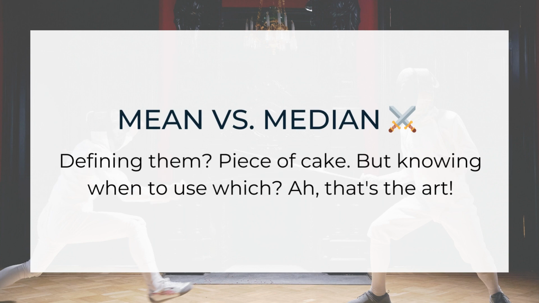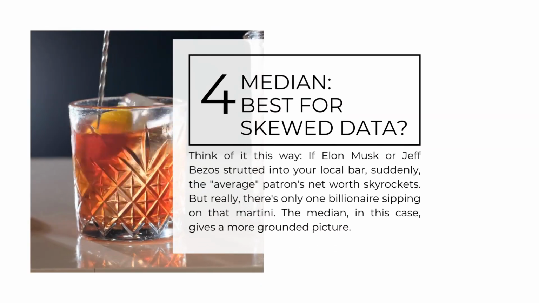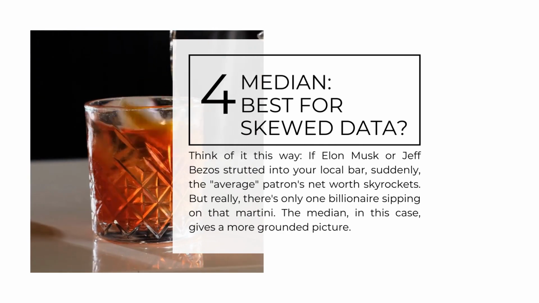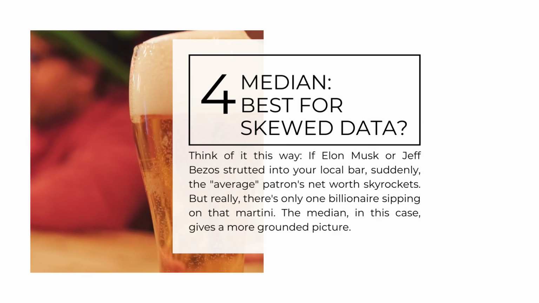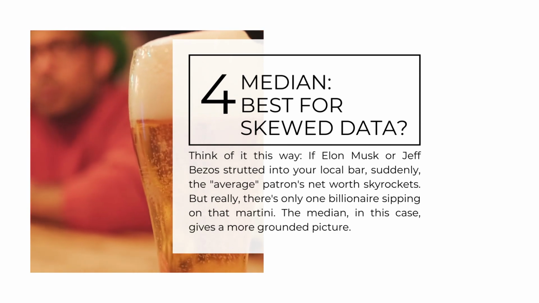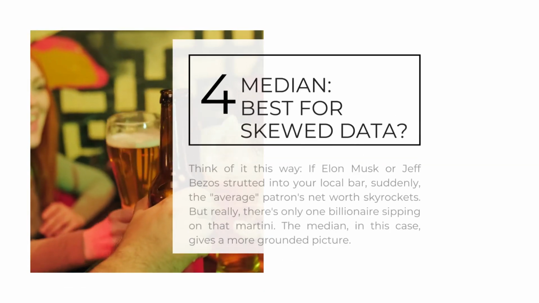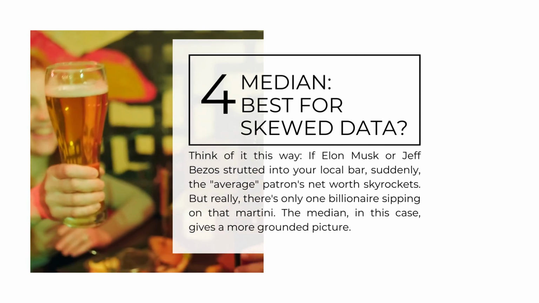Now their definitions are easy to understand, but what you have to really grok is how to use them and when to use them. My go-to example is talking about the average net worth of a bunch of people in a bar, and then Elon Musk or Jeff Bezos or whoever your favorite John D. Rockefeller stand-in is, comes into the bar. Now the average bar patron is a billionaire, but there's only one billionaire having a drink. A better representation of typical is median, not mean.